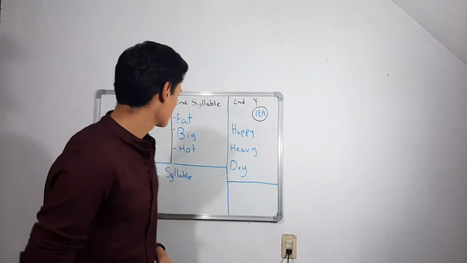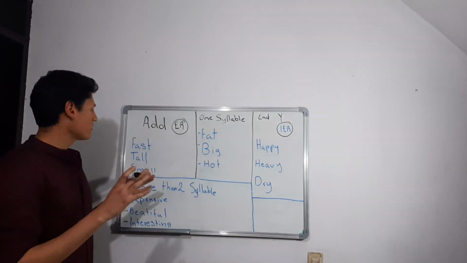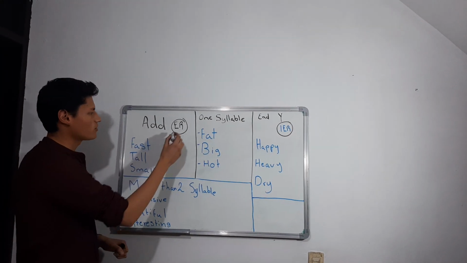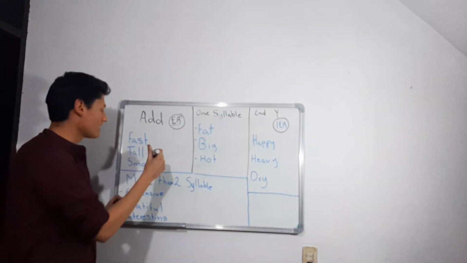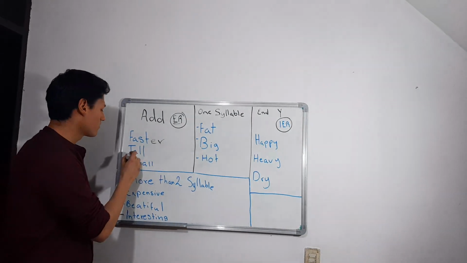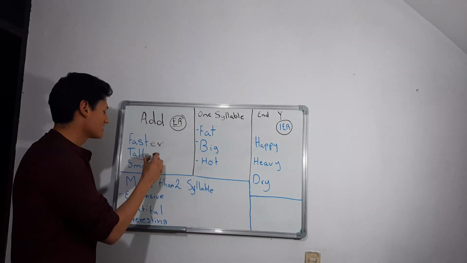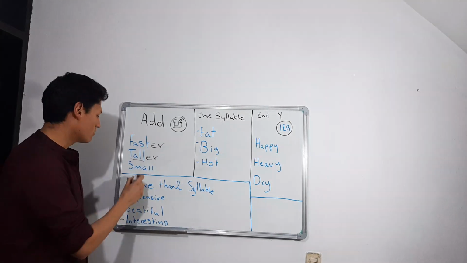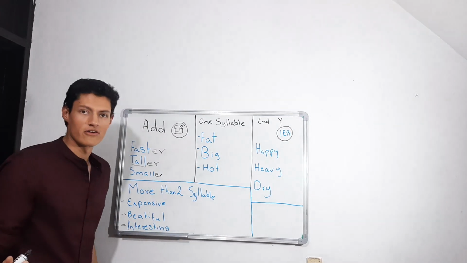For example, when we compare adjectives like these, they end with er. For example, fast needs to end with er. Or tall, it's taller. Or small, we only add er: smaller.